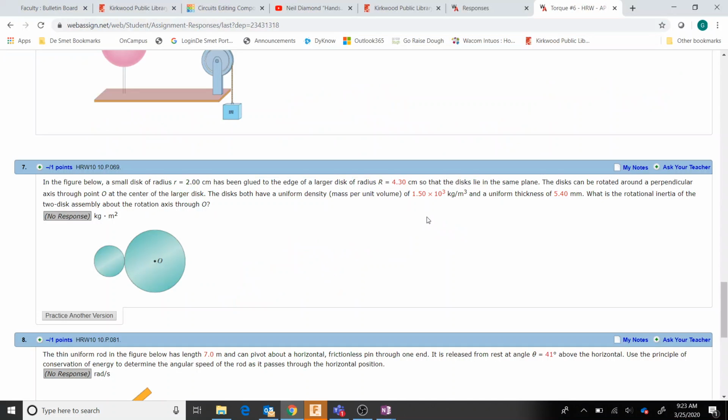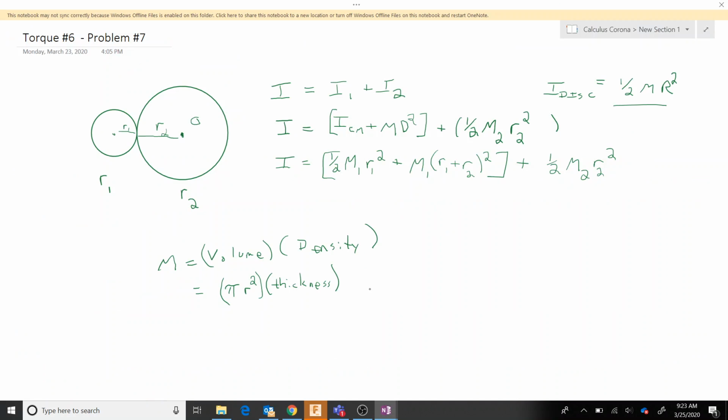Let's go back and look. Mine has a density of 1.5 times 10 to the third kilograms per cubic meter. Your density might be different. If I know how many kilograms there are per cubic meter, I just need to know how many cubic meters there are. And that's how you're going to find the mass of each particular disk.